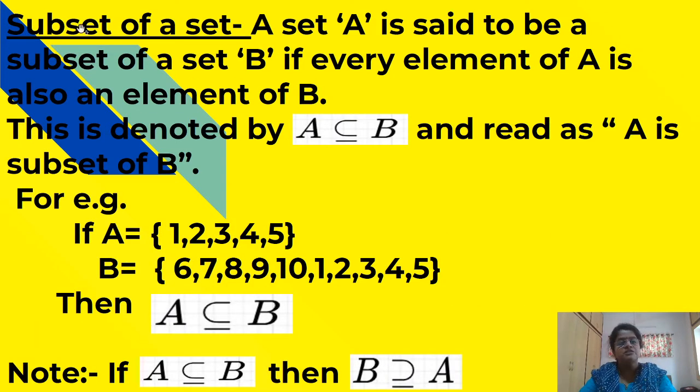Now see the definition of subset of a set. A set A is said to be a subset of a set B if every element of A is also an element of B. This is denoted by A ⊂ B and it is read as A is a subset of B. For example, suppose A contains the elements 1, 2, 3, 4, 5 and B contains the elements 6, 7, 8, 9, 10, 1, 2, 3, 4, 5, and we can observe that A is a subset of B. When A is a subset of B, naturally we can say that B contains A.